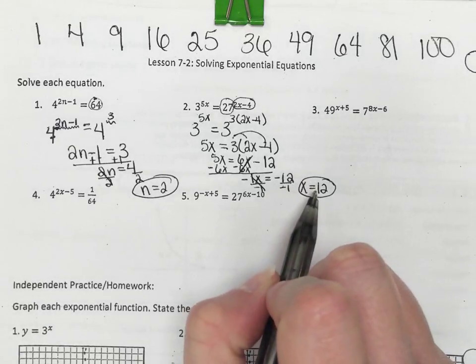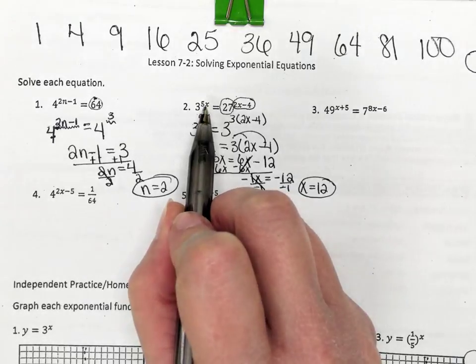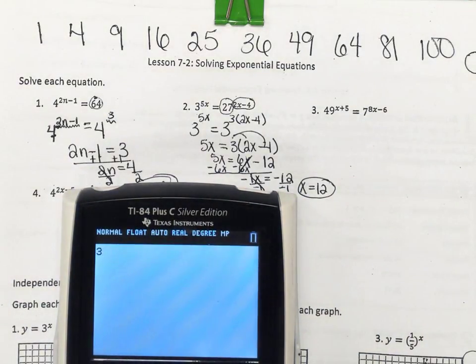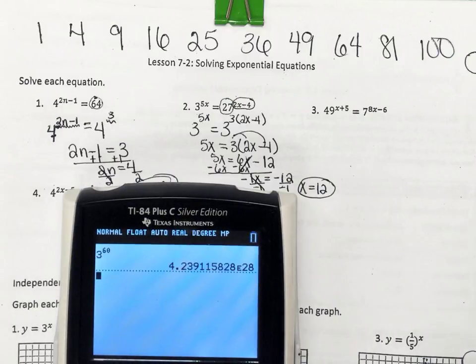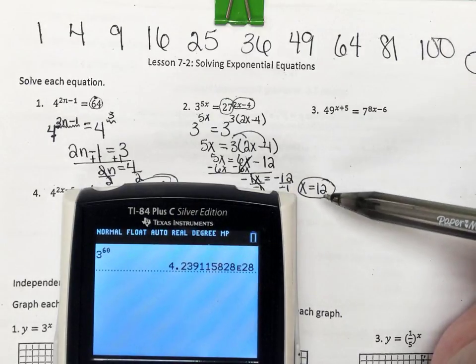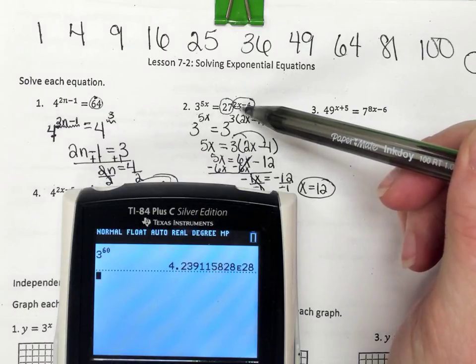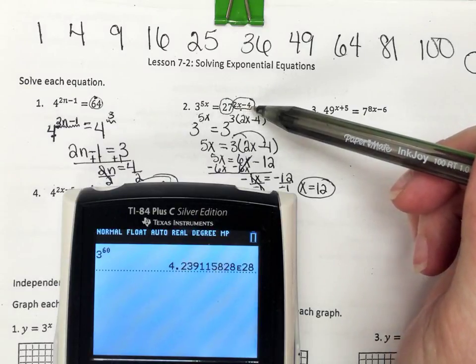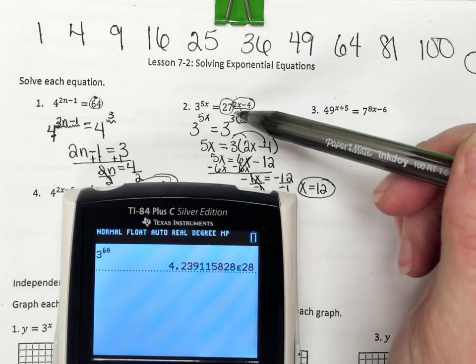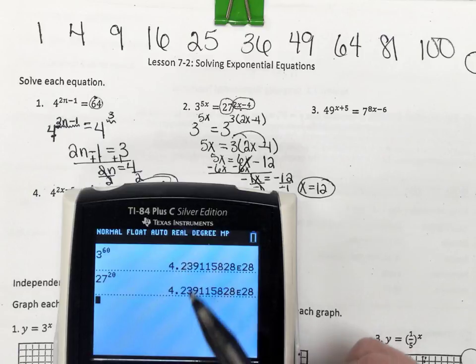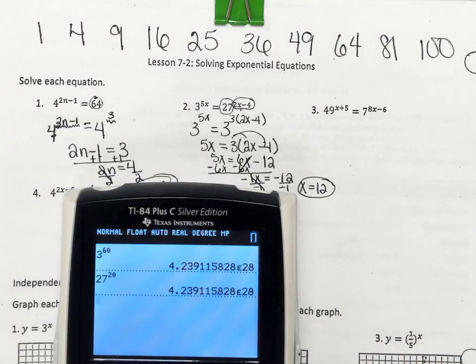Okay, if you want to check it, here we go. Plug in 12. What's 5 times 12? 60. So 3 to the 60 is quite a large number. All right, let's plug in this one. What's 12 times 2? 24. And what's 24 minus 4? 20. So 27 to the 20. Do those numbers match up? Yep, there you go. So you got the right answer.